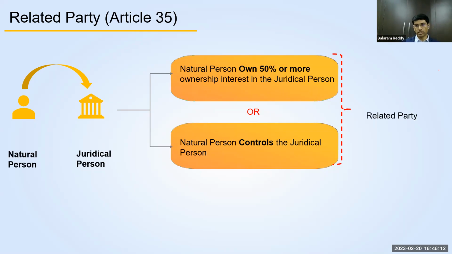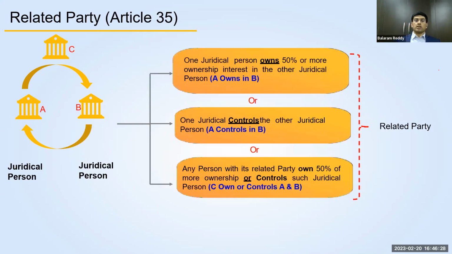So any individual having a shares investment equivalent to 50% or more of that particular company, or controlling the business of that particular company by taking the decisions, then this natural person and that company become related parties. It's not only between an individual and a company, but it could be between companies also. Company A could be owning 50% or more of company B, then these two companies become related parties.